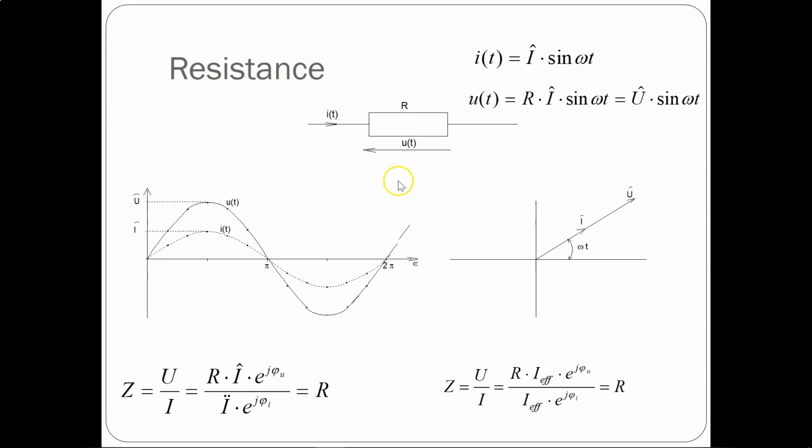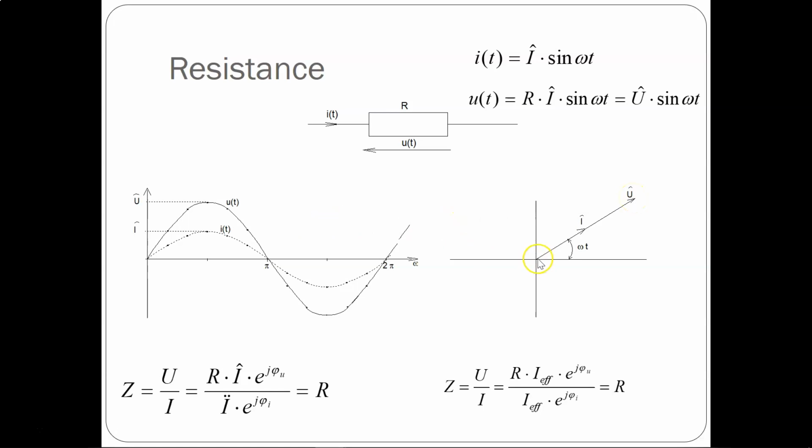So let's start with the resistance. It's a typical symbol for resistance, and we apply a current as a sinus function with the amplitude denoted like this. Then you have a voltage drop over the resistance times the current. And here you can see how the sinusoidal function will look over this resistance. So you have the current and the voltage, and what you can see is, of course, they are in phase with different amplitudes.